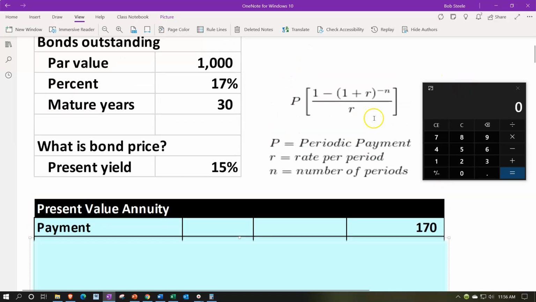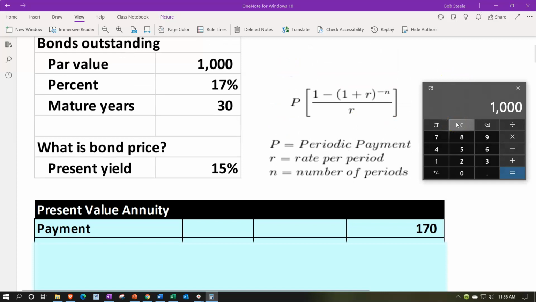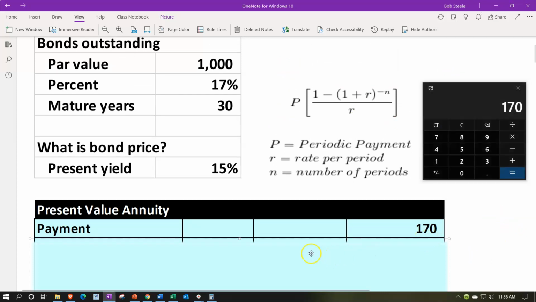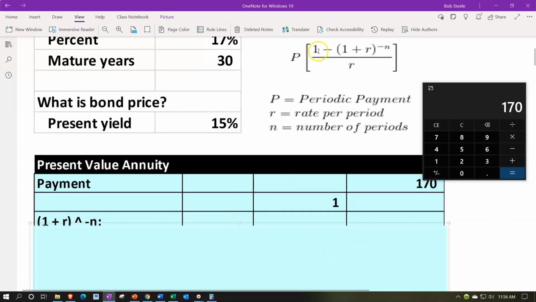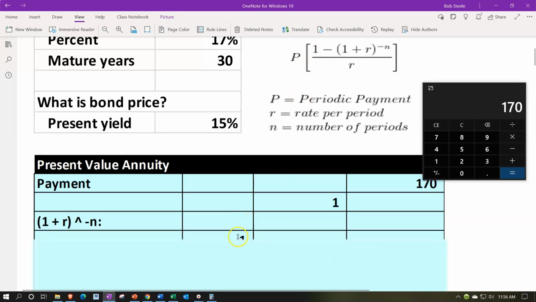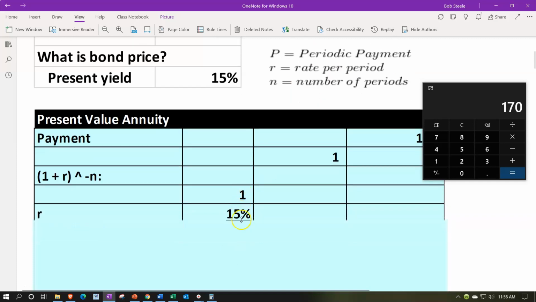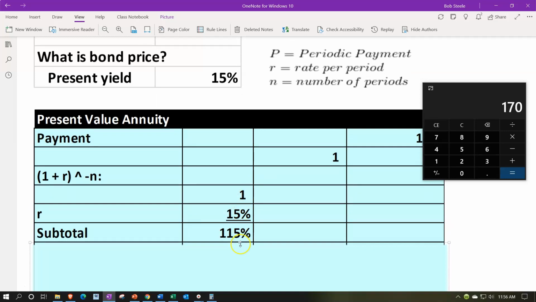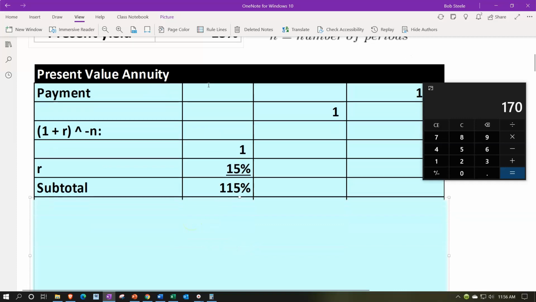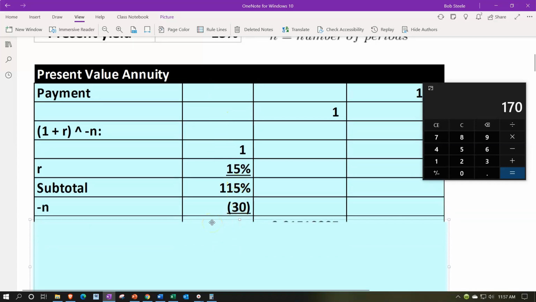P on the outside, that's going to be calculated at the 1,000 times the rate on the bond, the 170. So there's the 170. Then we got the 1, which is part of the numerator. Then the 1 plus R to the N. We're going to pull that into the inside of our table, 1 plus R. And we're going to add those up, 1 plus 15%, 15% being the market rate, gives us 115%. Taking that to the number of periods, negative number of periods, in this case years, that being 30 of them.